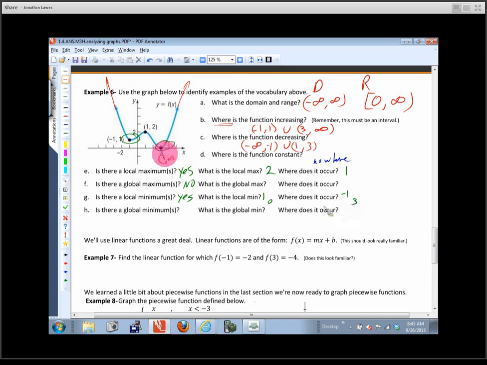Now, what's the best way to describe this particular one right here? Absolute minimum, or here we'd call it a global minimum. Again, global would be the same as absolute. So the answer there is yes. The global minimum, the smallest point, period, is 0. And where does it occur? At x equals 3. Remember, all of these values are y coordinates. Where they occur are x coordinates. Any questions?